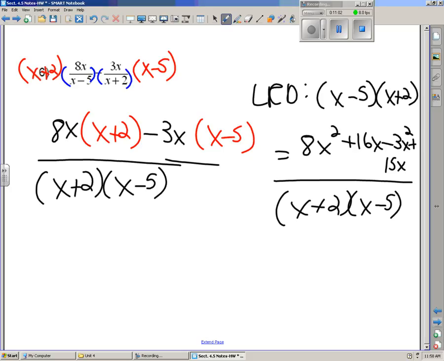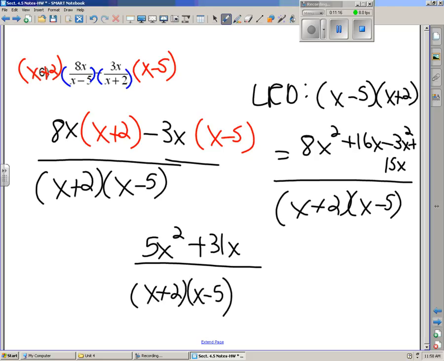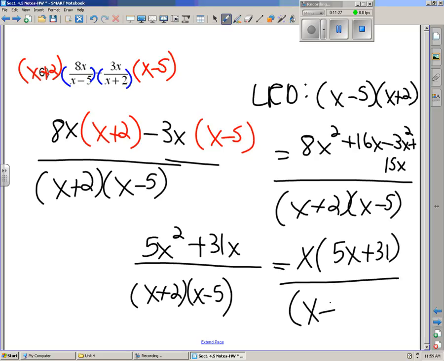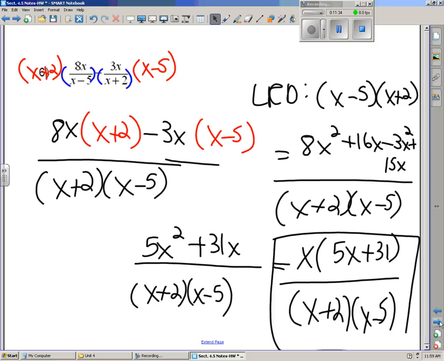And then you finally combine like terms, x squareds turn into 5x squareds, x's turn into 31x over x plus 2, x minus 5. Last but not least, I can factor by GCF up top. X comes out of a parenthesis, 5x plus 31 is left over. The denominator is x plus 2, x minus 5, and that's your final answer.